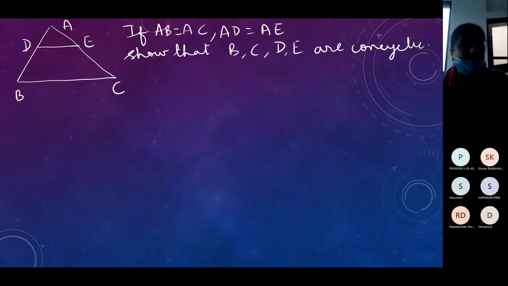So we have to prove that either B plus E is 180, or C plus D is 180. Yes, okay. Write down, children.